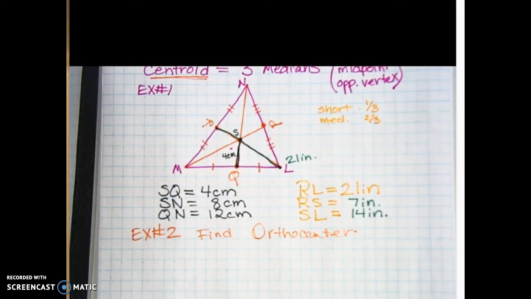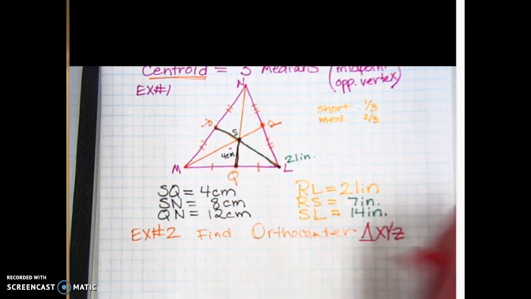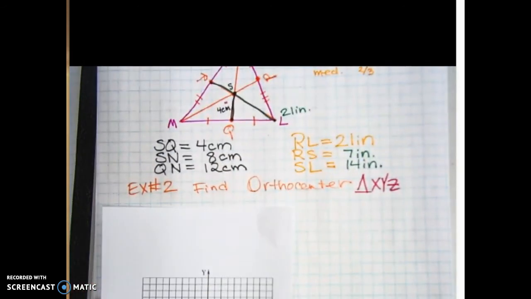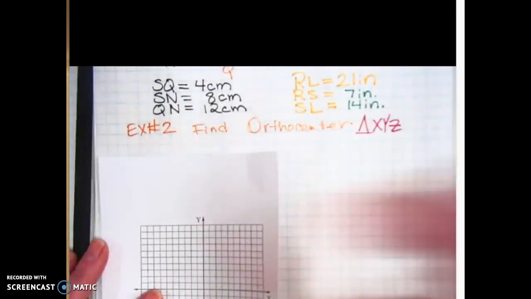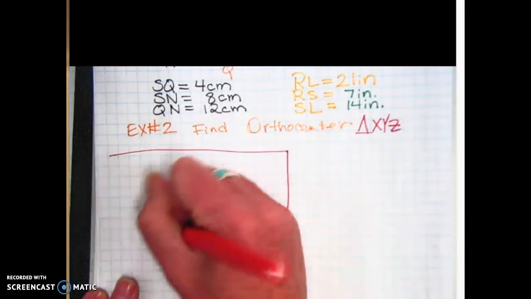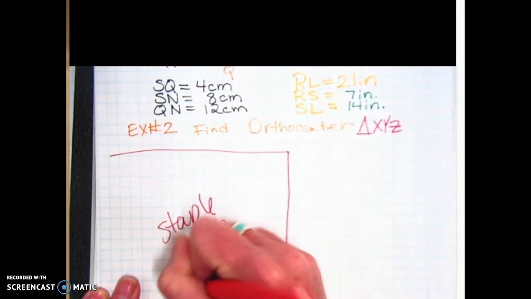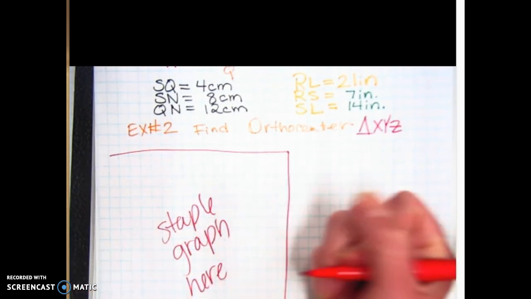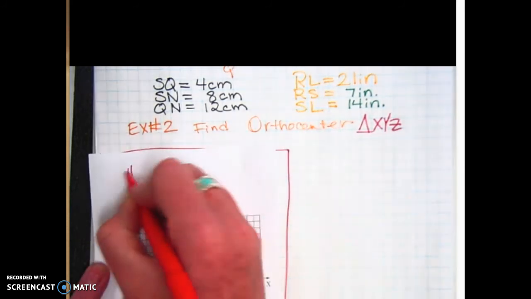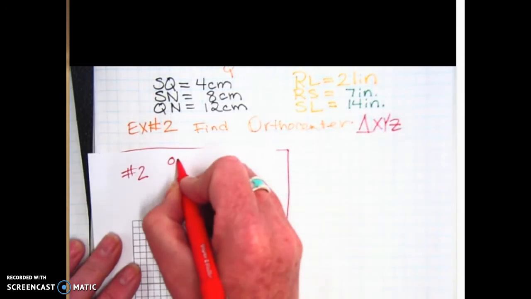So we want to find the orthocenter of triangle XYZ. Okay, so you're going to take your little piece of graph paper that I gave you, and you're going to trace the rectangle that it makes into your notebook. And you're going to write, staple the graph here. Okay, so that's going to be number 2. Example number 2. We're finding the orthocenter.